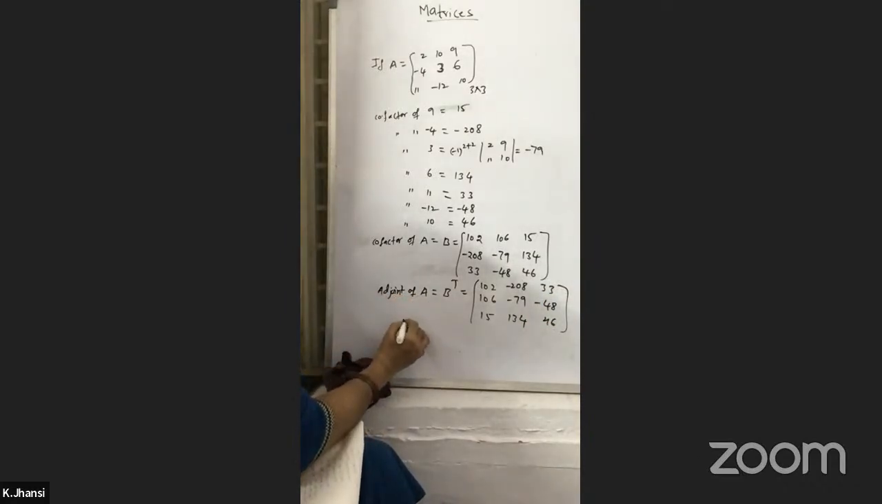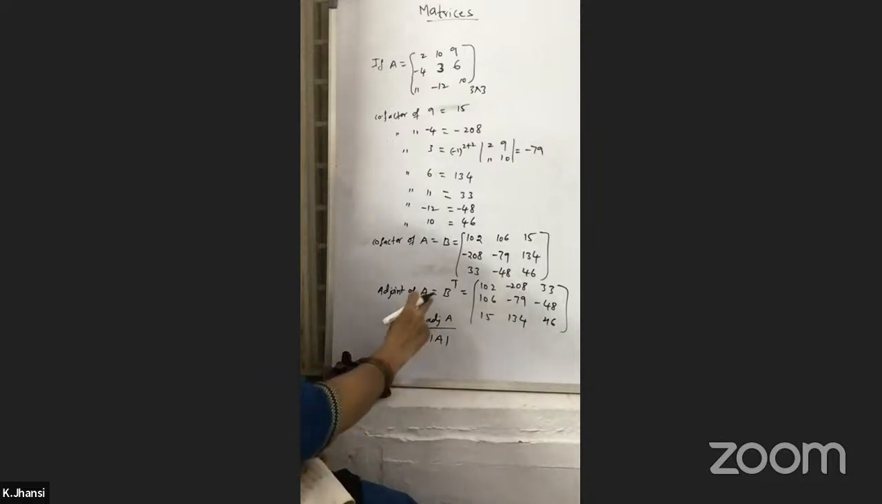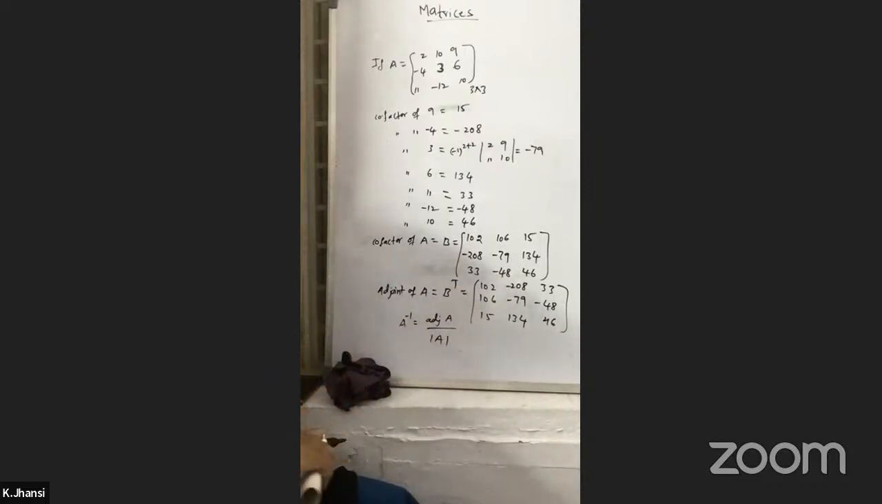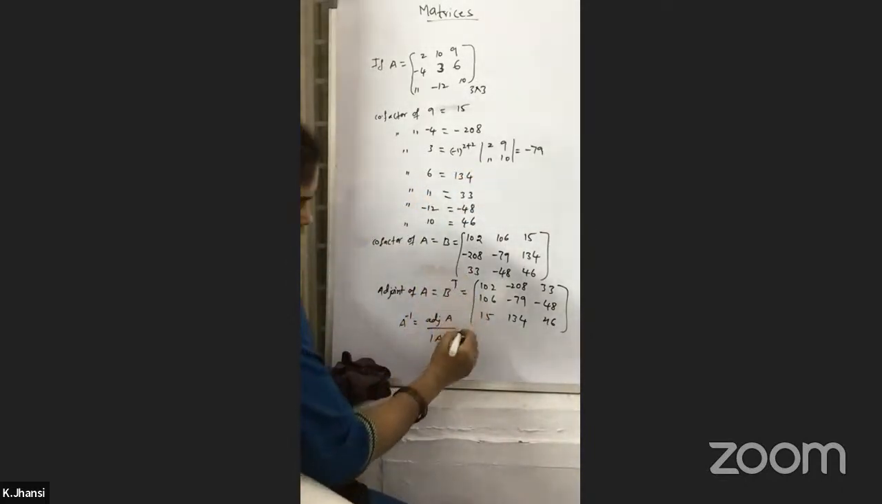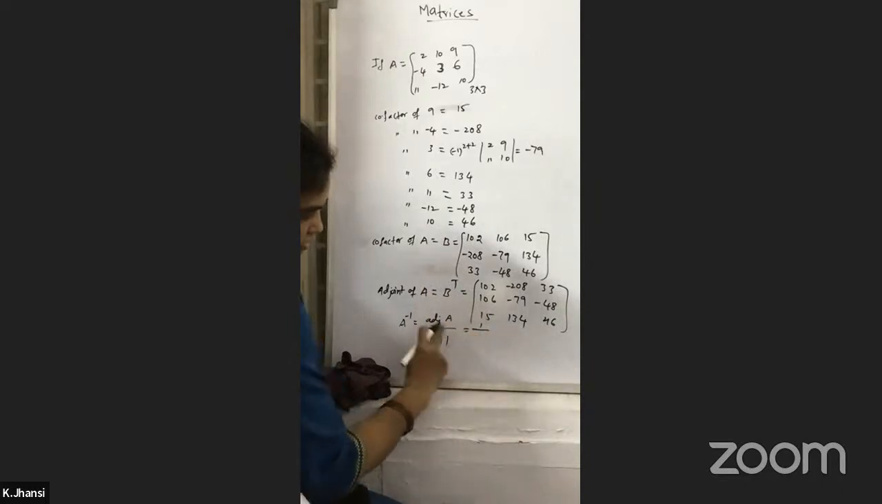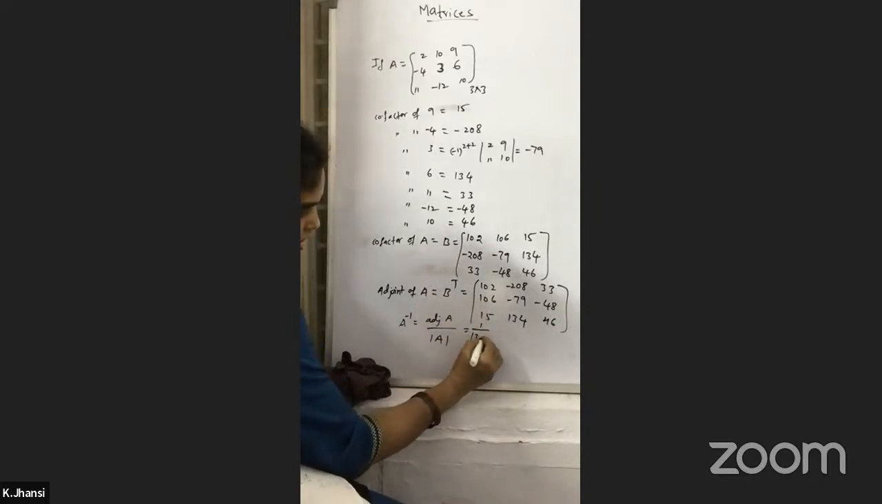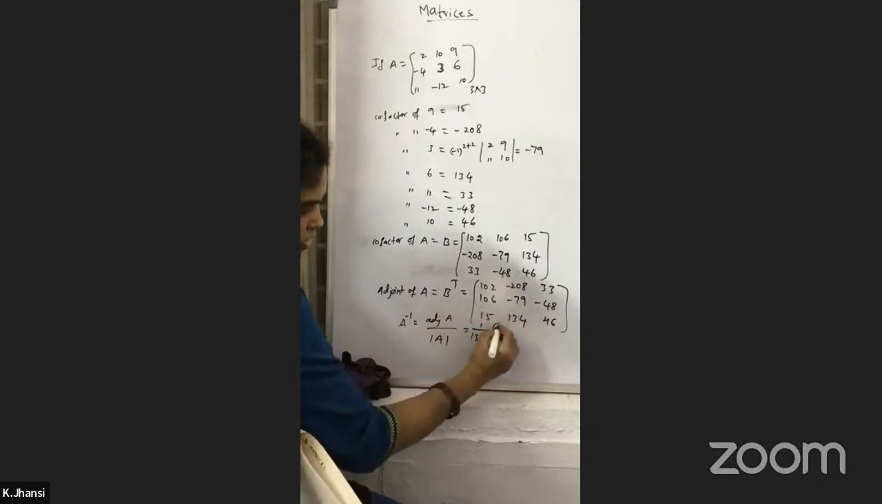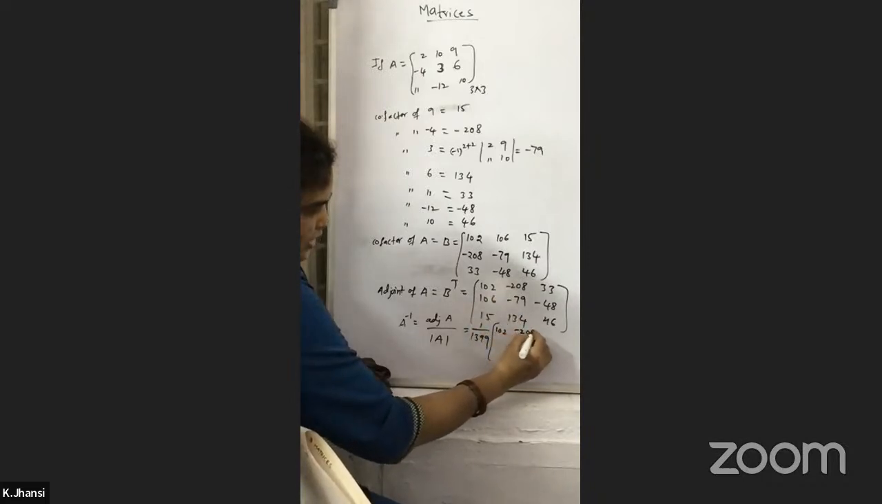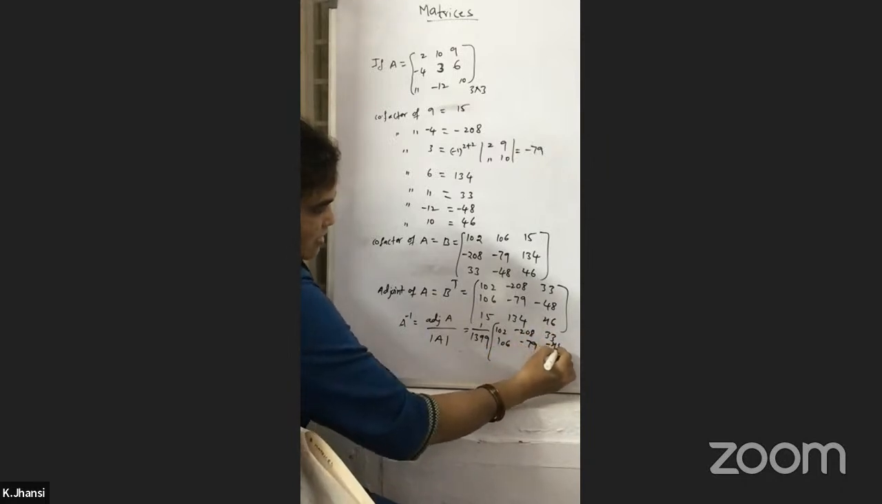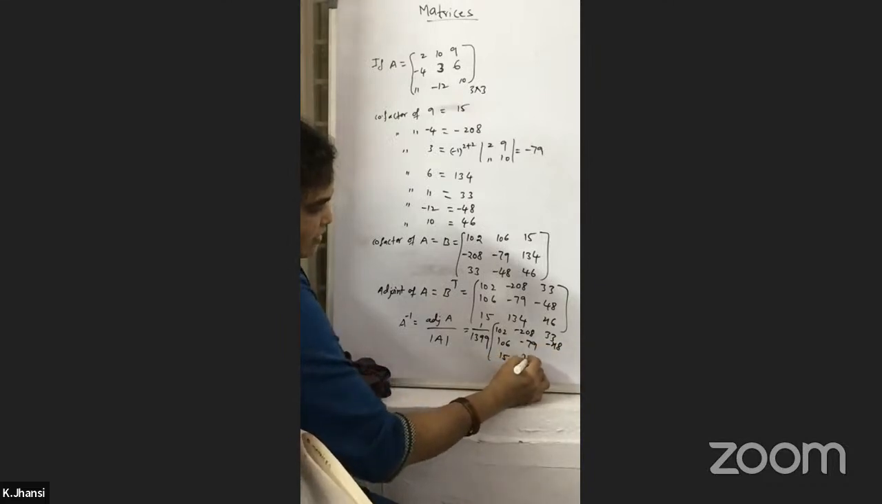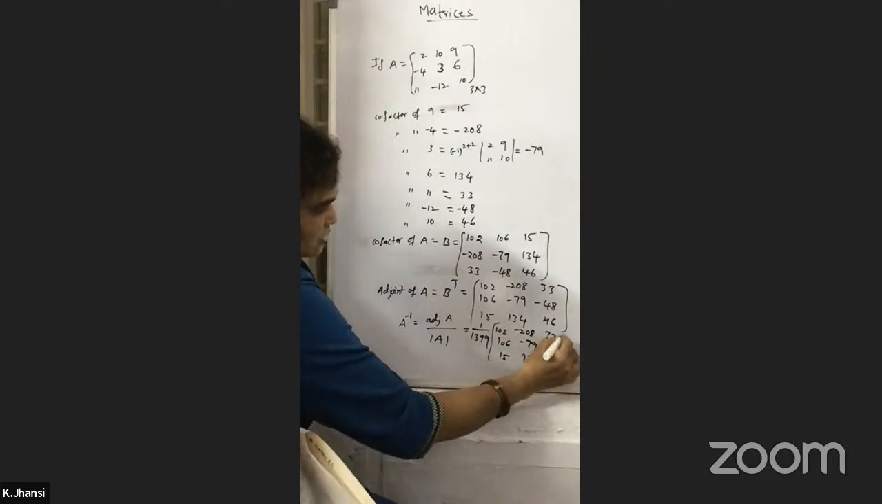What is A inverse formula? A inverse is equals to adjoint of A by determinant of A. Okay. So adjoint of matrix we got, and even determinant value also we got. That is 1399. So it is equals to 1 by determinant. Our value is 1399 of this one. That is 102, minus 208, 33, 106, minus 79, minus 48, 15, 134, 46.